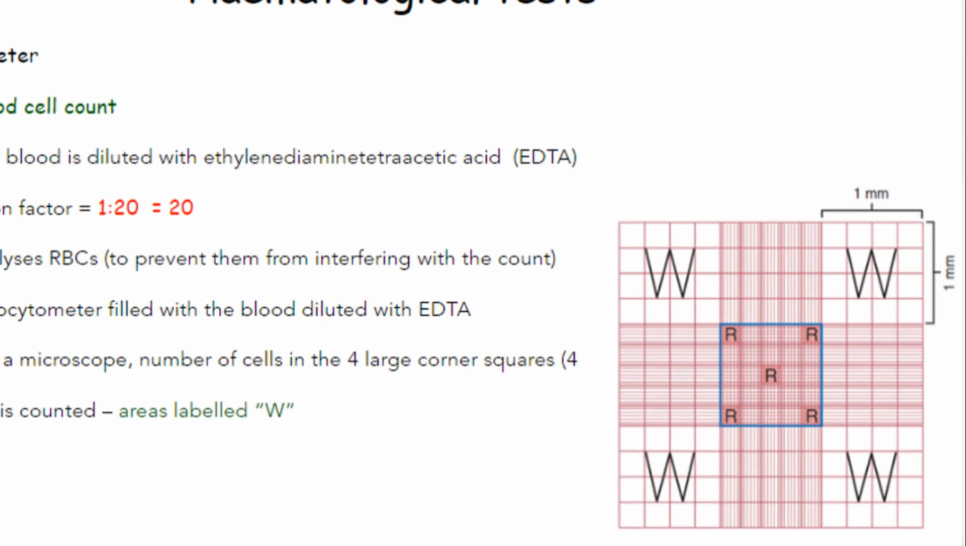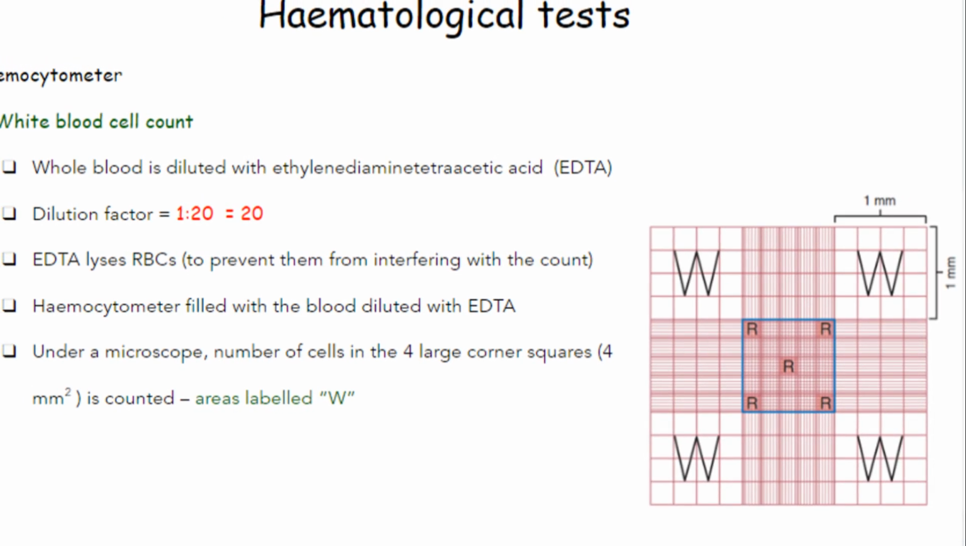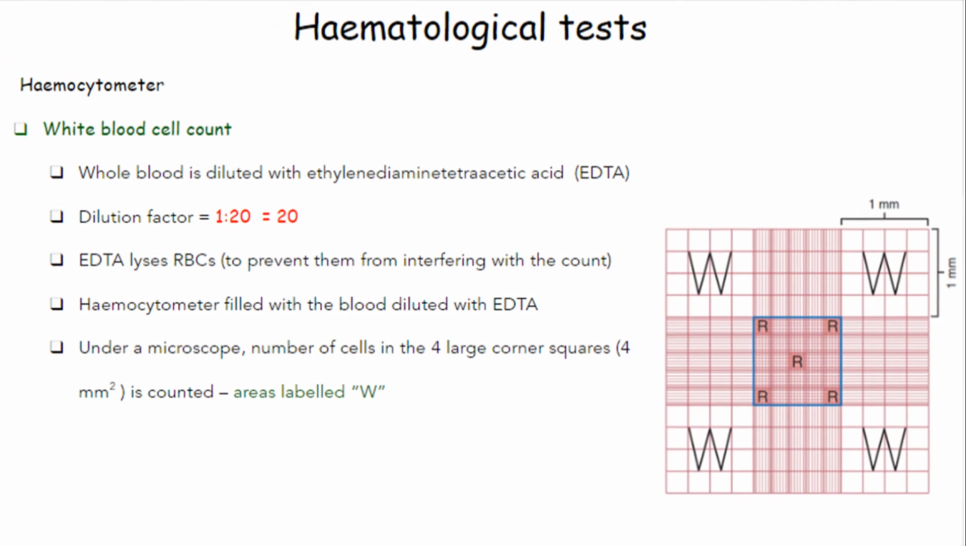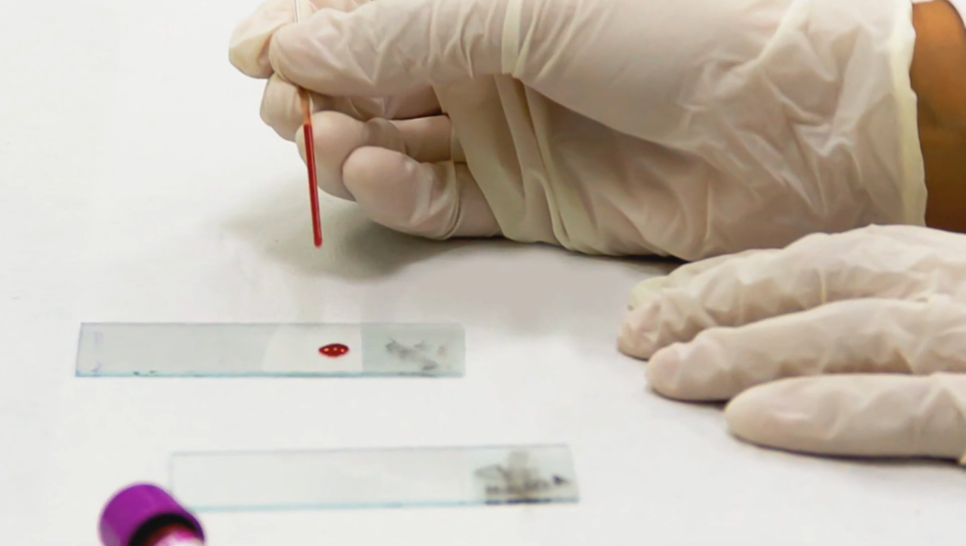Under a microscope, white blood cells are counted in the 4 large corner squares, each measuring 4 square millimeters, labeled as W on the grid. The total count is used to calculate the concentration of white blood cells in the original blood sample.